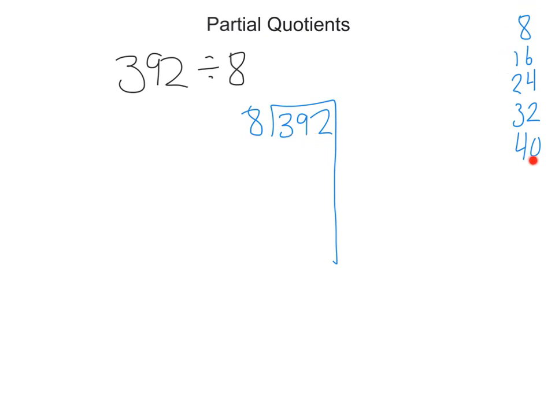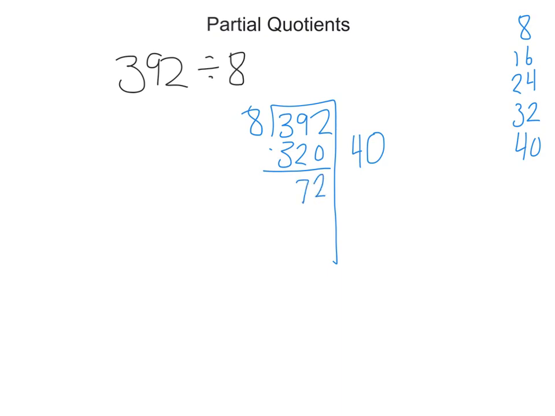When I look at my fact table, obviously the farther we go down, the closer we are to getting to 392. But using our powers of 10, we can manipulate this. I notice that 32 is the closest to 39 without going over. 40 is closer, but it's going over. So I know that 8 times 4 is 32. And if I make it 8 times 40, that's 320, which will take a large chunk out of 392 to start off this problem. That leaves me with 72.